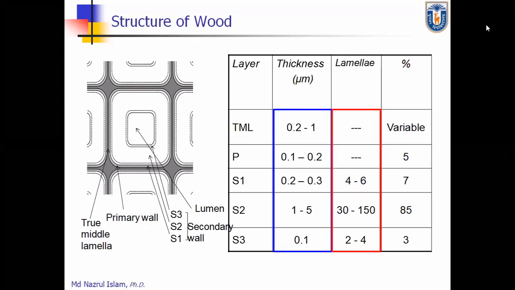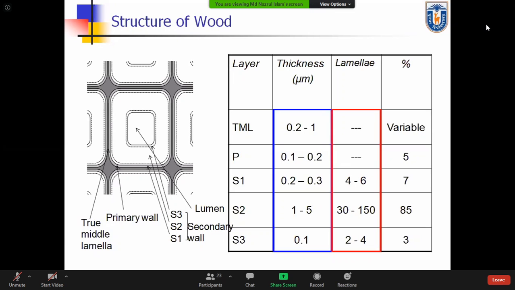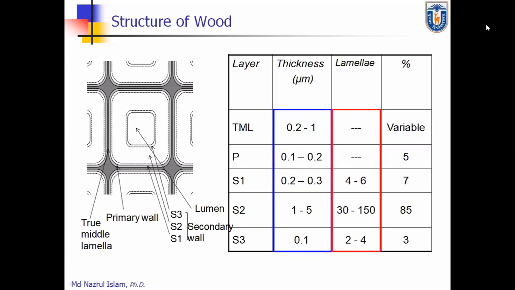Then at the same time, if we again look at the structure, earlier we were talking about the percentage. But if we now think about the thickness, so true middle lamella that is 0.2 to 1 micrometer. Remember that is the micrometer we are talking about. Primary wall that is 0.1 to 0.2 micrometer, and S1 0.2 to 0.3 micrometer. However, that 85% that is the S2 layer that is 1 to 5 micrometer, and S3 0.1 micrometer.